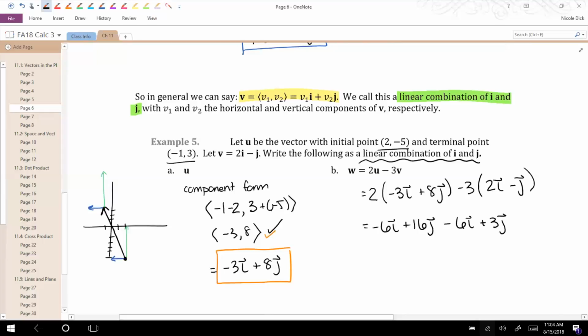And then think that you're just doing these things together. So just give me a bunch of directions. We're going to go -6 units in the i direction. And then later on, we're going to go another -6 units in the i direction. So when we combine these two terms together, we have -12i. And similarly for j, we're going to go 16 units in the j direction and then our 3, so plus 19j. And that'll be it.